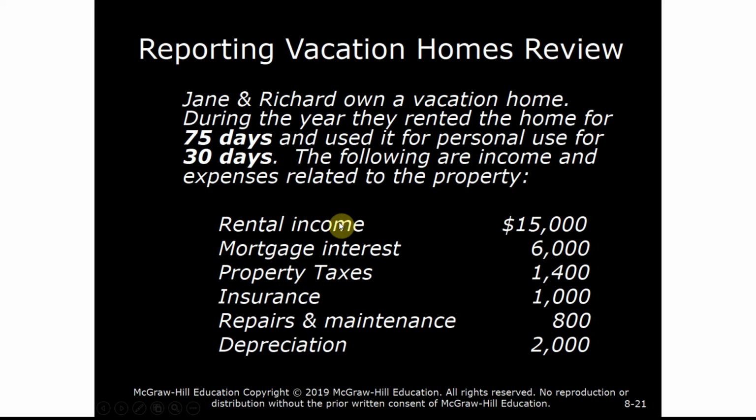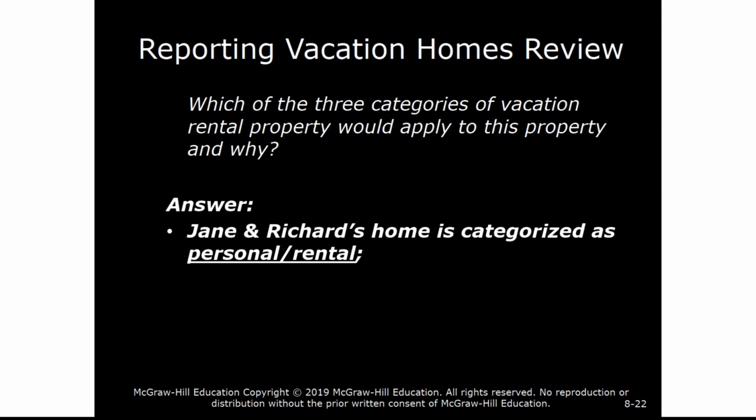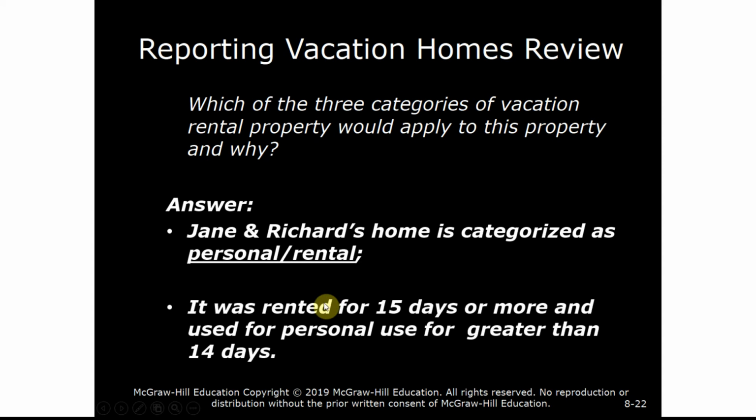So they're just listing the income and the expenses. So we need to know, are they going to use the IRS method, or are they going to use the tax court method to allocate mortgage interest and property taxes for rental purposes? So as it said here, the answer is it's for personal and rental purposes. It was rented for 15 days or more and used for personal use greater than the 14 days. So those are the tests we use.